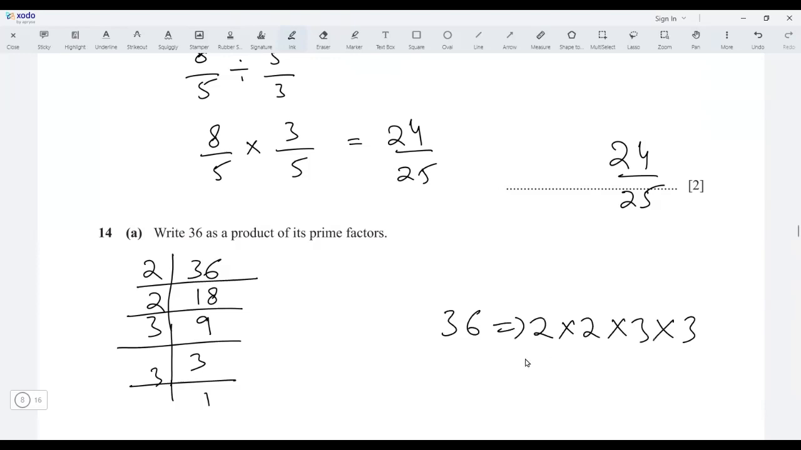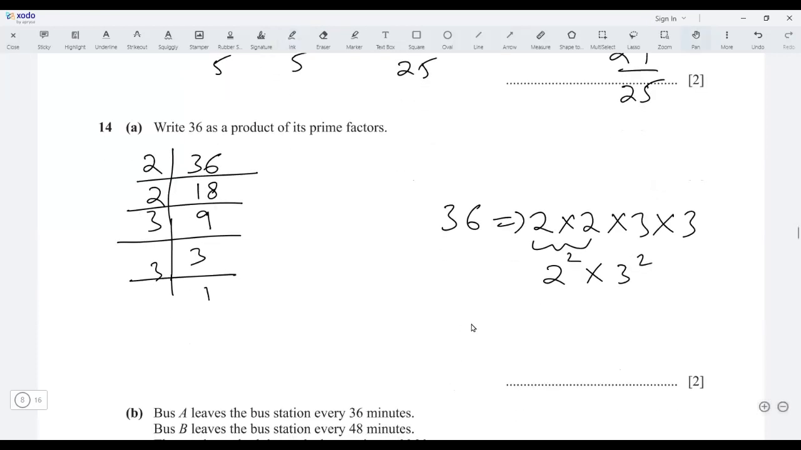This answer is also correct, but if you write it in index notation, it will be correct as well. So 2 is occurring 2 times, 2 squared times 3 squared. This is the result for the prime factorization of 36.